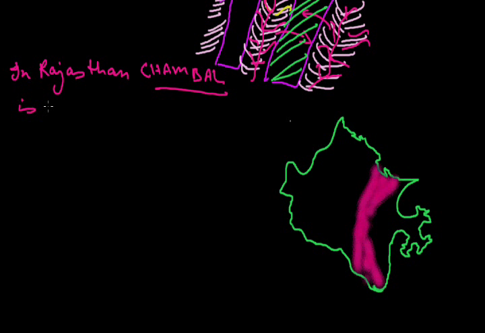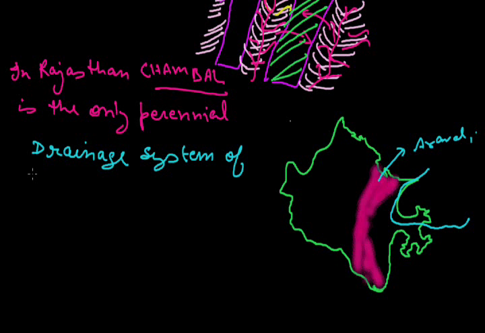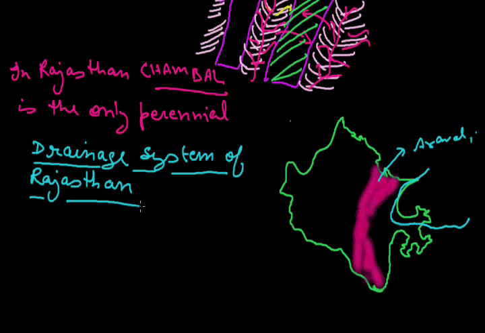In Rajasthan, Chambal is the only perennial river. As you can see here on the map also, as I said, Aravali makes the dividing line. Chambal comes from this direction, comes to Kota, but takes a U-turn like this and goes towards this direction, because of the Aravali region, highland areas come here. So first of all, let us start the drainage system of Rajasthan.